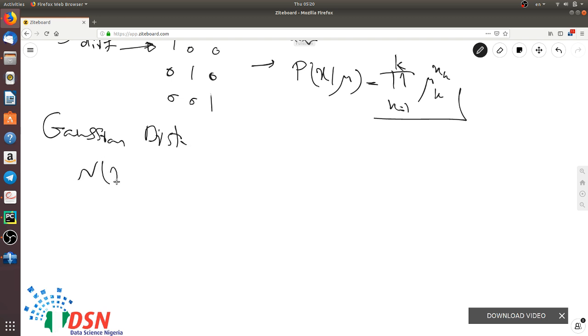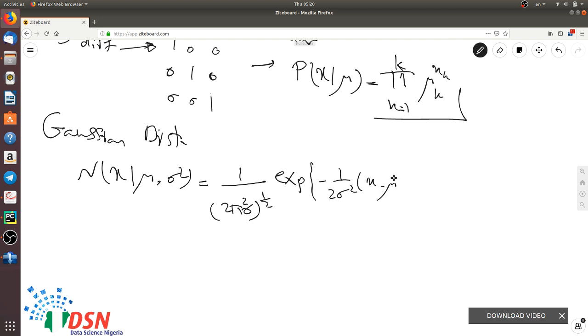The Gaussian distribution has 2 parameters, mu and sigma squared, and the formula for that is this, and we know that it has a shape something like this. But why is the Gaussian distribution so important? What are the motivations for defining this distribution?